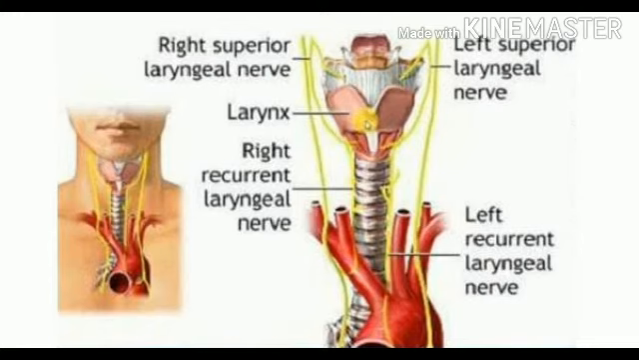The nerve supply of the larynx. The superior laryngeal nerve supplies the cricothyroid muscle, and gives sensory supply to the larynx above the vocal fold. The recurrent laryngeal nerve supplies all intrinsic muscles except the cricothyroid, and gives the sensory supply to the larynx below the vocal fold.